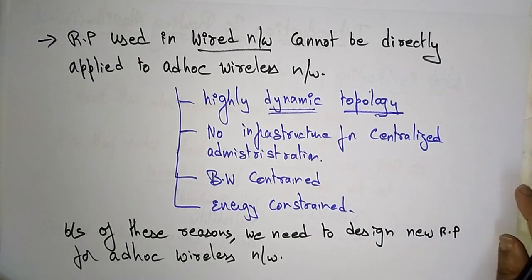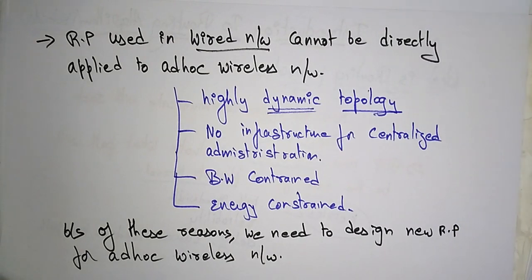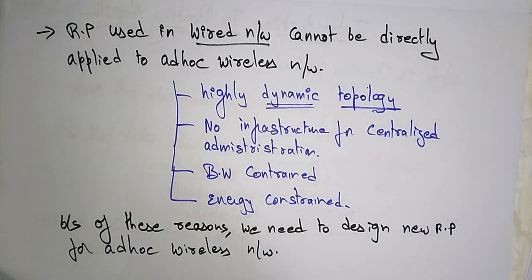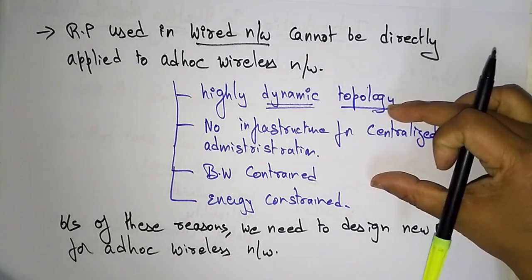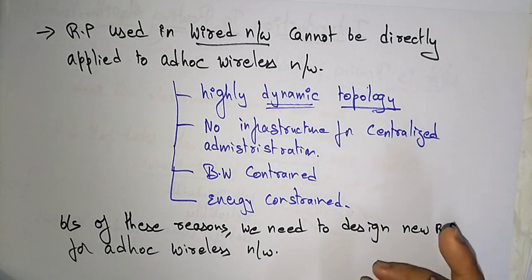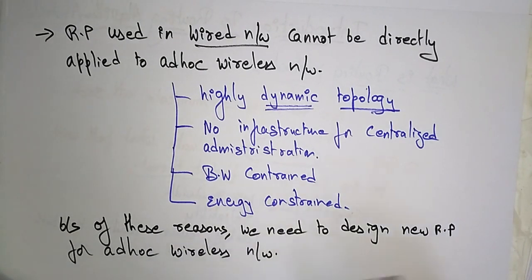So this is the introduction part. I hope you understand why we are using different routing protocols. Even though the wired network has routing protocols, we are designing different routing protocols because of these reasons. The ad hoc wireless network has a highly dynamic topology. It doesn't have any infrastructure for centralized administration. The bandwidth constraint should be taken care of, and the energy constraint has to be considered.